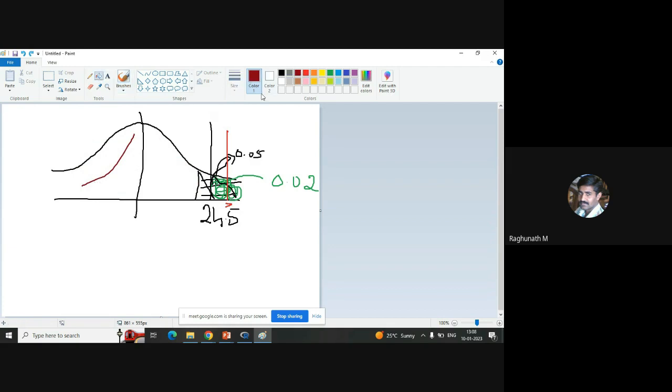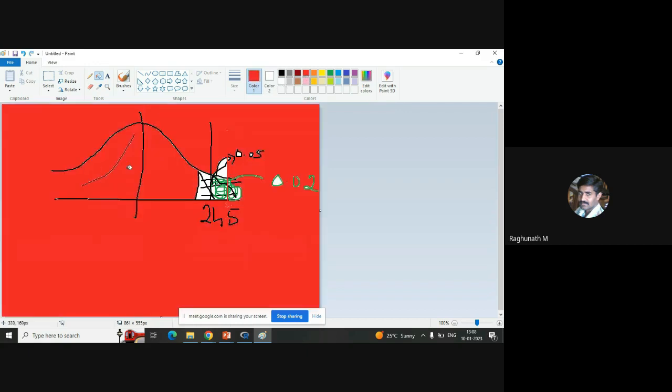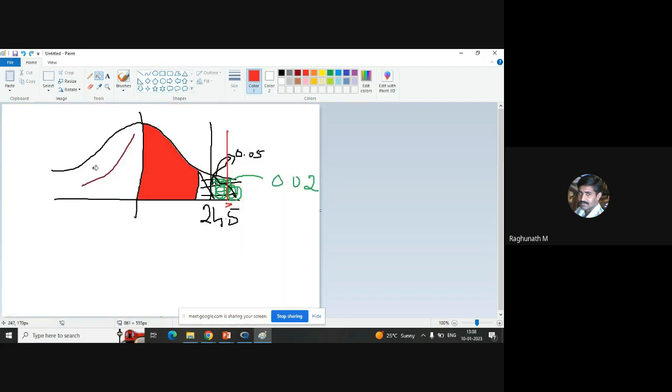So I can just fill in whatever is over there. Okay. Sorry. So whatever is over there, these will all be the acceptance region. Okay.